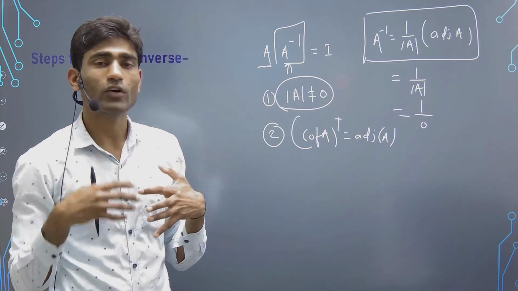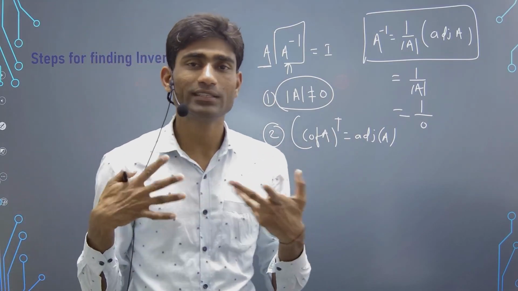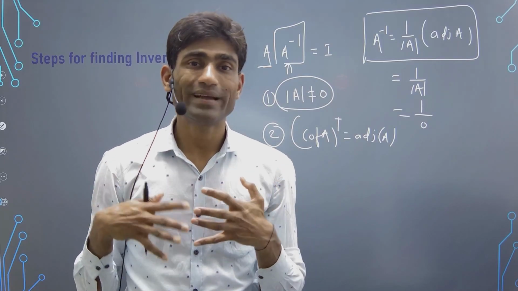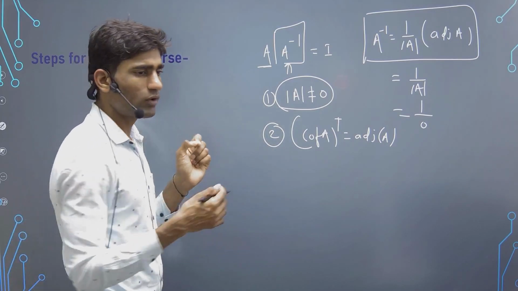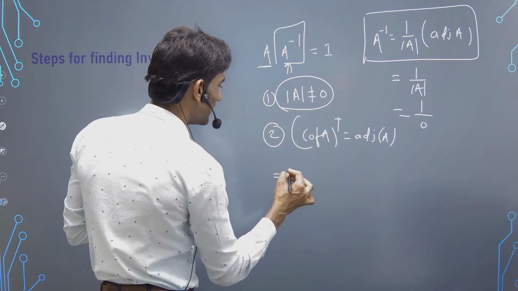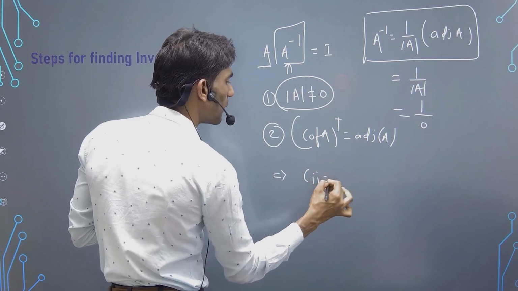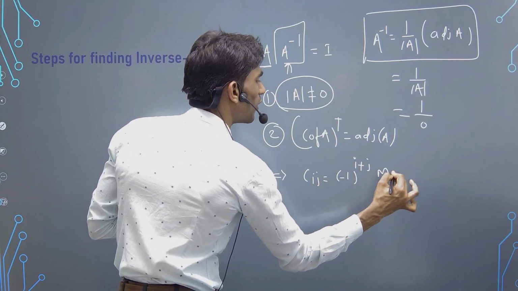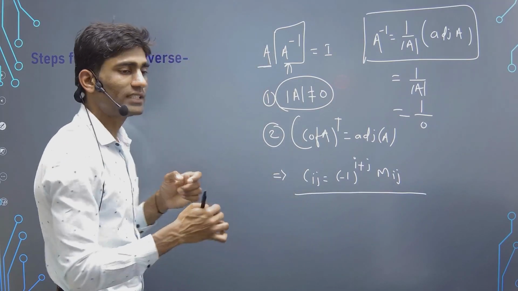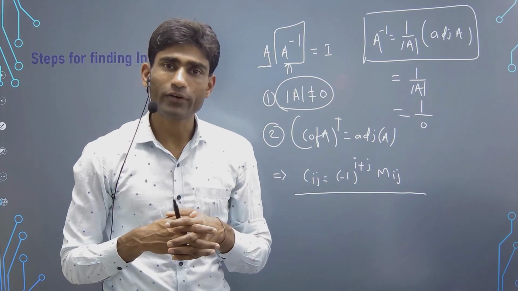Now you may be asking, what is meant by cofactor? I will explain in short. For an element Cij, we take (-1) raised to i plus j into the minor of ij. This is the standard form we use for finding the cofactor.